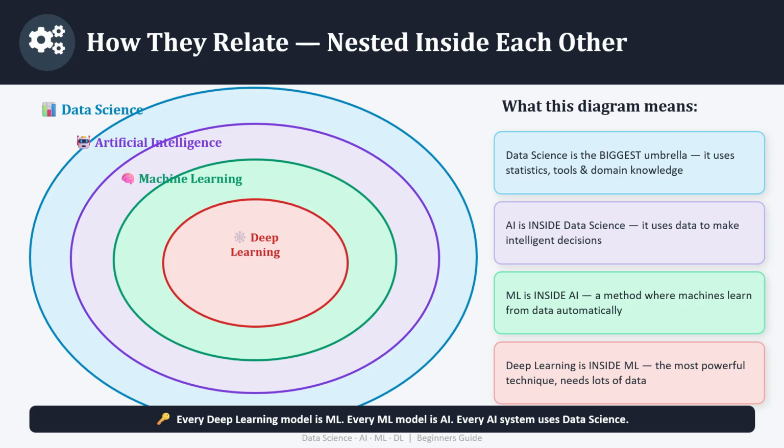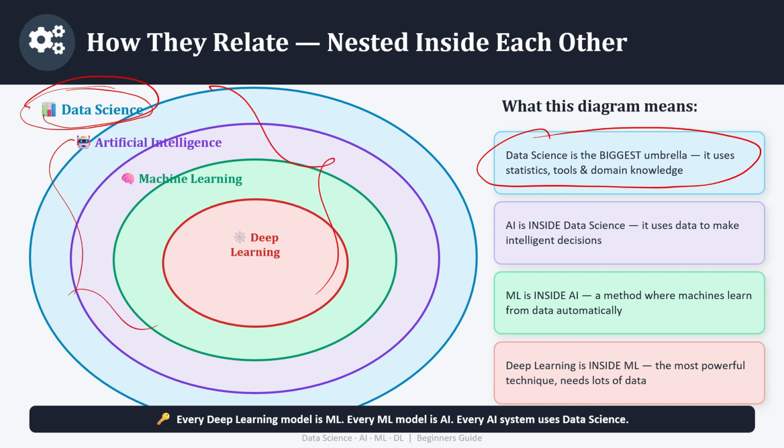Now, if you see this diagram, it is very clear. The first part is data science. The topmost layer is data science, so data science is the biggest umbrella. It uses statistics, tools, and domain knowledge. Everything is inside data science. As I said, all these technologies are based on data. If you do not have data, there is no meaning of these technologies. So the topmost umbrella is data science, and everything is inside it.